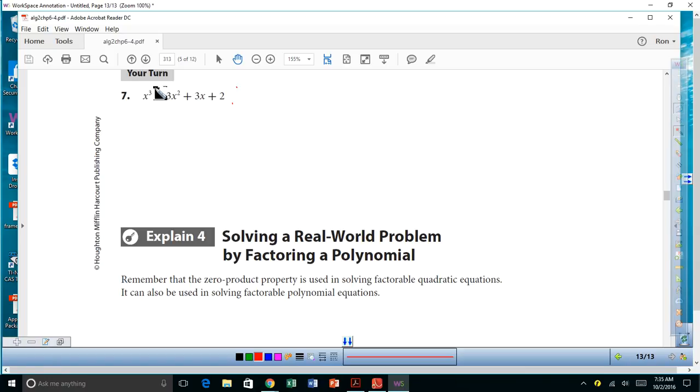So what do we got here? We got x cubed plus 2x squared plus x squared plus 3x plus 2. 2x squared plus 1x squared, that's 3x squared. I've not changed anything. So now let's group these two here, and then we'll group that right there. Now what can we take out of here? We can take an x squared, and that's going to leave us with x plus 2.